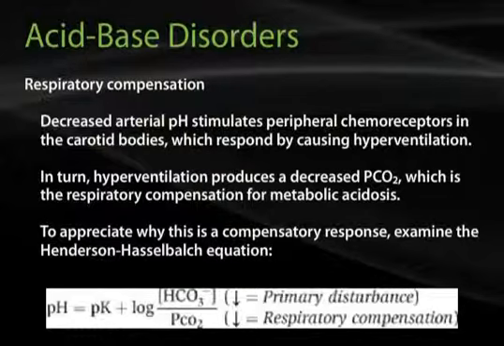To appreciate why this is a compensatory response, once again examine the Henderson-Hasselbalch equation. The pH is equal to the pK plus the log of the concentration ratio of the bicarbonate to the PCO2. We have already identified that the primary disturbance is the bicarbonate concentration that has gone down. In order to increase the pH, we need to have a corresponding fall in the PCO2.